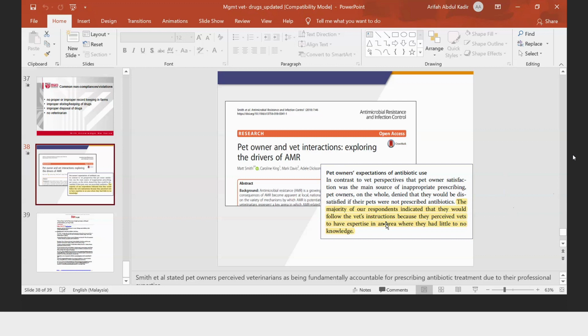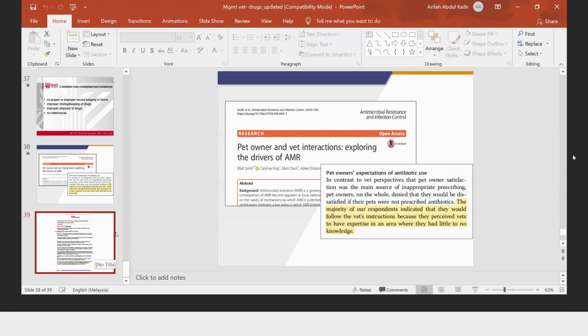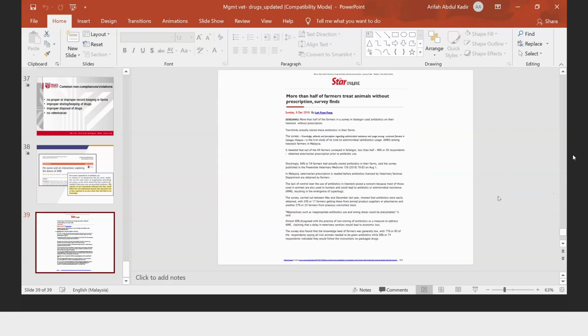So you are all very important. When you give instructions on how to use a drug and so on, make sure you give the right information to them, especially to pet owners. Other things would be, this is a newspaper cutting. The survey says that more than half of the farmers in Malaysia treat animals without prescription. So this is not good.